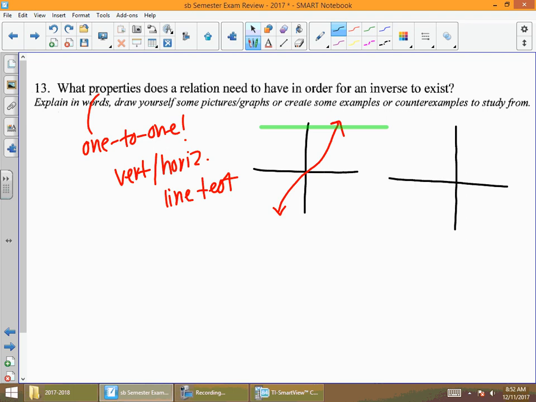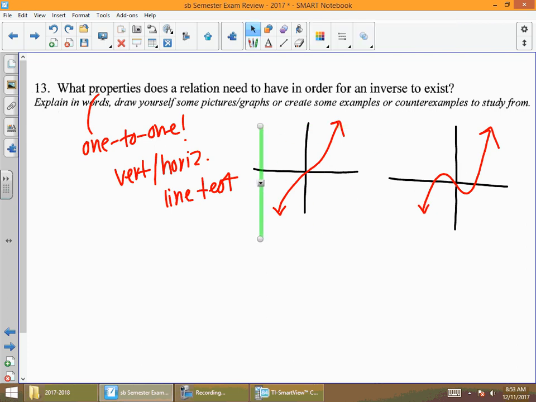However, we had a similar function, but if it had more terms to it, this would pass the vertical line test. So it is a function. All right. However, it would fail the horizontal line test. So no inverse would exist for number 13.